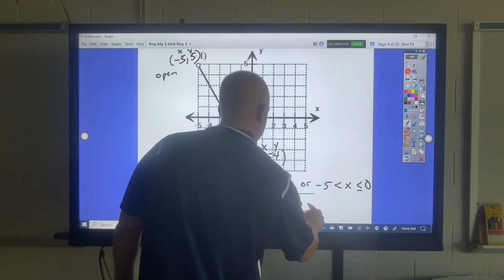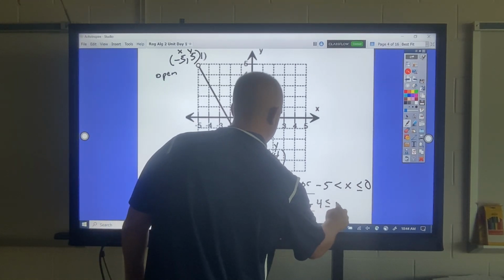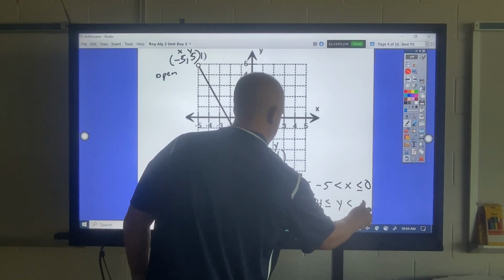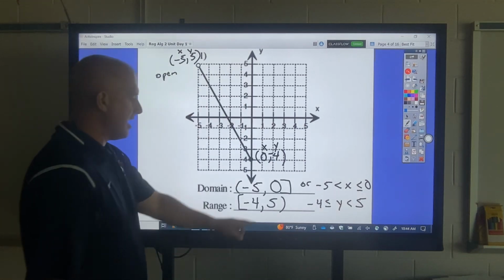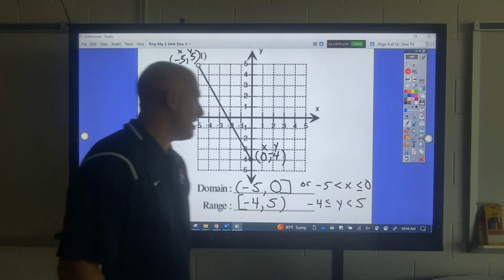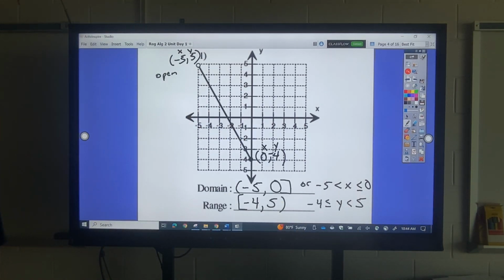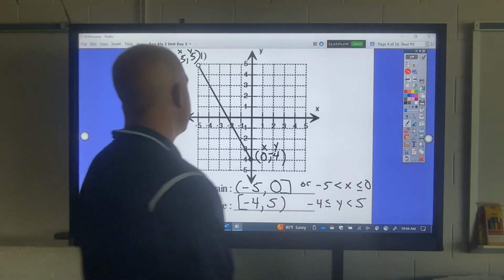So for the range, here's another way of writing that. Negative 4 less than or equal to y, less than 5. Now, once again, the 5 didn't get that little line or anything. So two ways to write the domain and range there, okay?